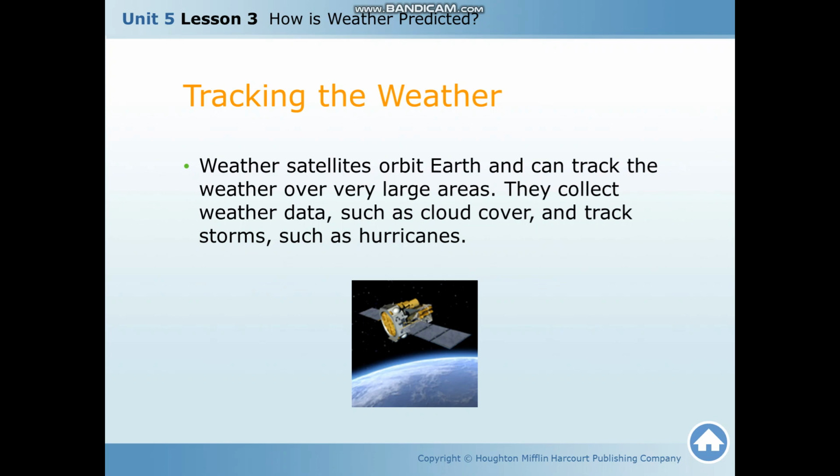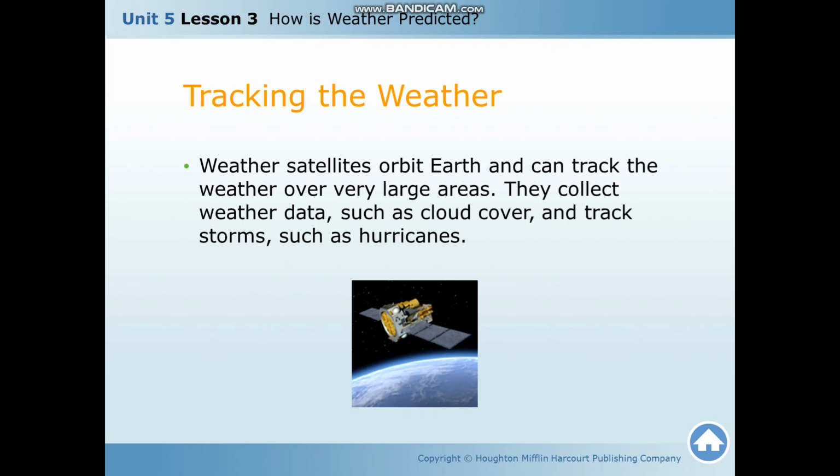So next is weather satellites. Weather satellites orbit Earth and can track the weather over very large areas. They collect weather data such as cloud cover and track storms such as hurricanes. So again, going back to your lesson before, you learned that a satellite is something that moves around another object that is bigger than itself. So our natural satellite is the moon. The moon is smaller than the Earth and it moves around the Earth. That's why it's called a natural satellite.